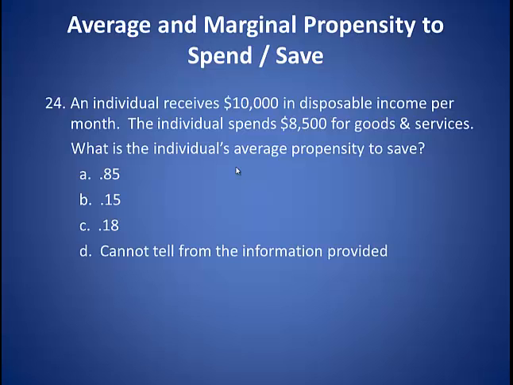An individual receives $10,000 in disposable income for the month. The individual spends $8,500 for goods and services. What is the individual's average propensity to save? It can also be called marginal propensity to save. Average propensity and marginal propensity, as far as we're concerned at this point in time, are the same thing. Again, stop the video, and when you've arrived at your answer, restart the video to review the answer.